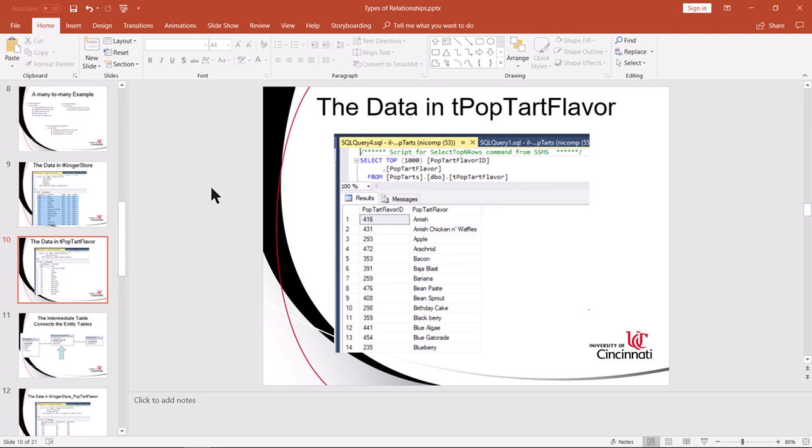We have a store table, we have a Pop-Tart flavor table. They are not related except through that intermediate table. They don't say anything about the other. Each says nothing about the other until we implement the intermediate table.